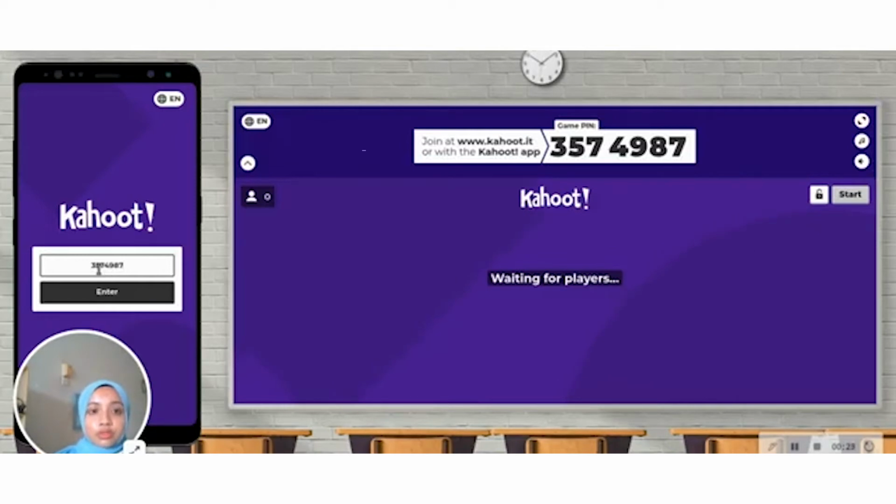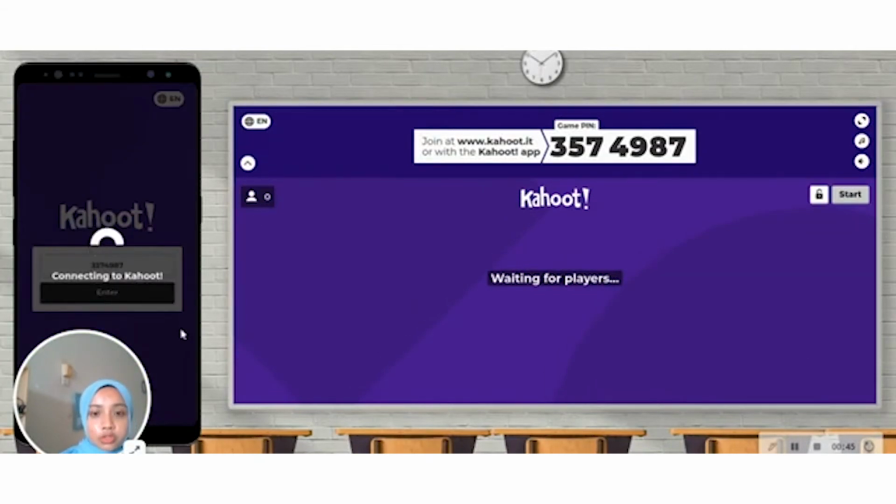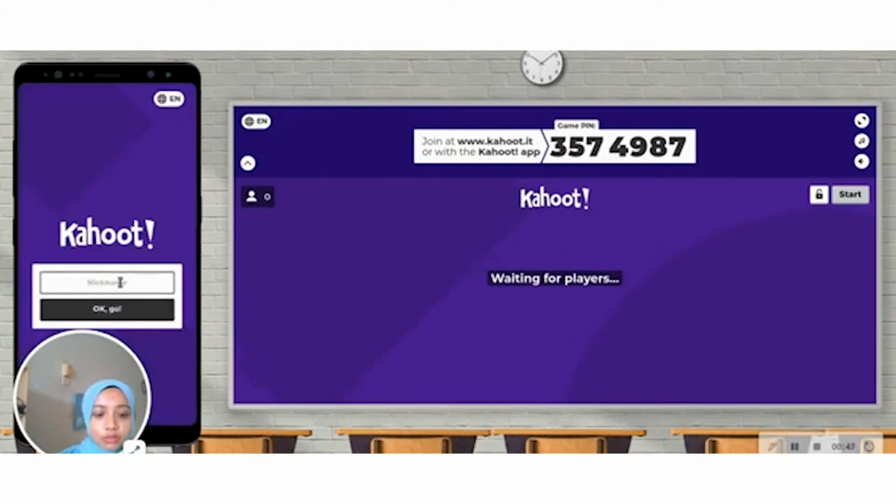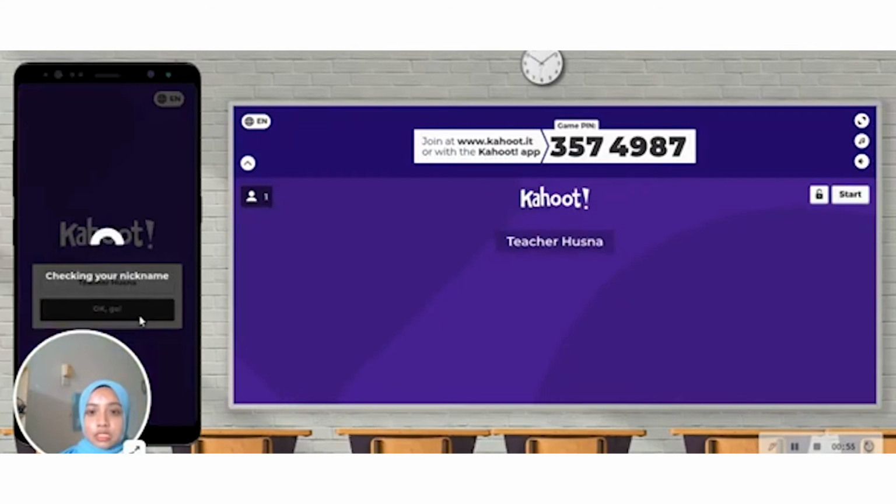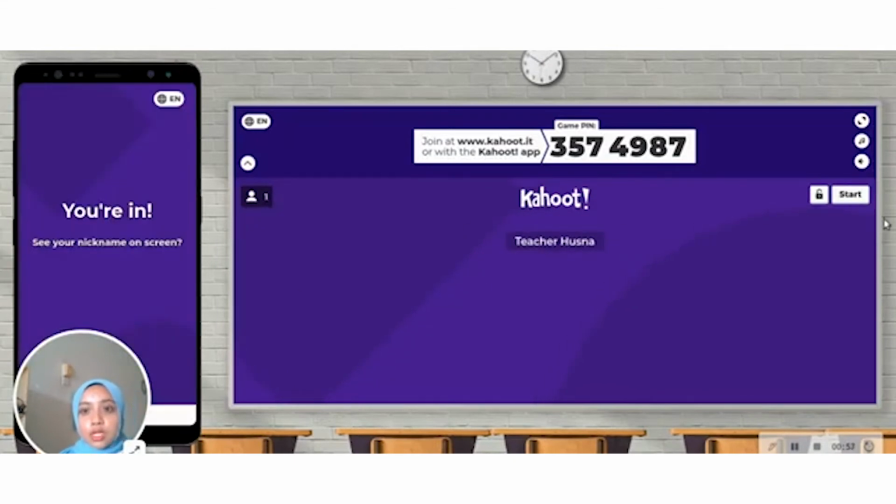So what I have to do, as the creator, is show this on the class, and then they have to join in real time. It cannot be after class, it can only be joined in the live class. So I already put down my code, as you can see here. So I will join. I put my name, Husna, teacher Husna. Okay, go. As you can see here, teacher Husna is there. So I can start now.